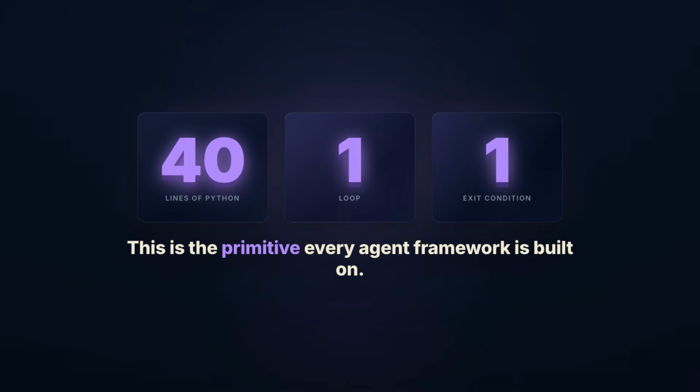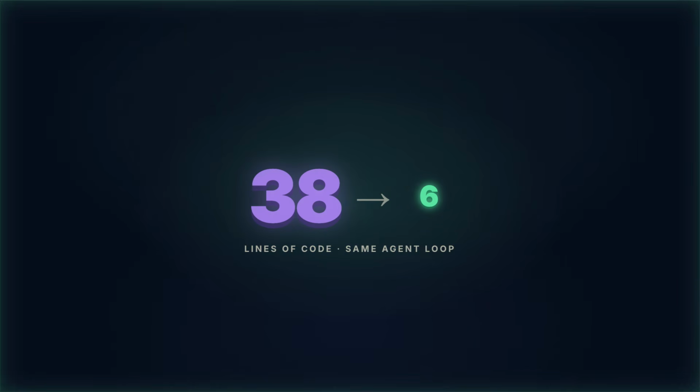Multiple turns. Multiple tool calls. One loop. One exit condition. This is the primitive every framework is built on. You now understand it completely. The Claude Agent SDK turns those 40 lines into 6.